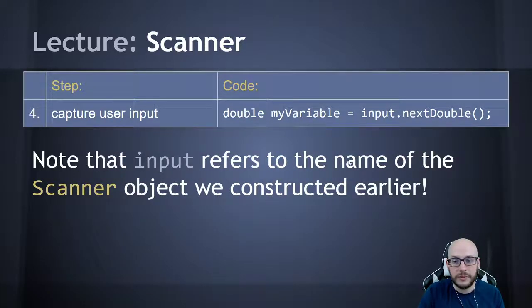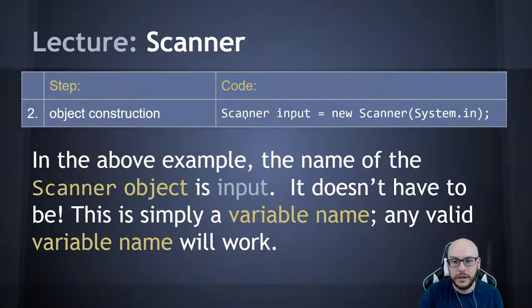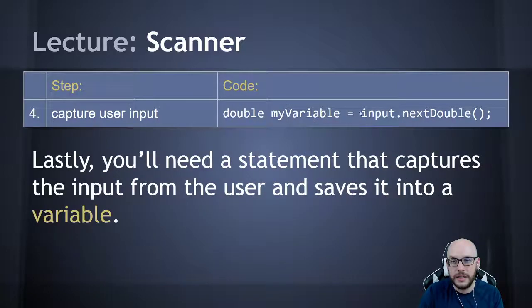Note that input refers to the name of the scanner that we constructed earlier. Right? Input, this was back in step 2. I created a scanner called input. Well, I told you another popular option is KB. This is just a variable, so it's whatever you want to call it, but whatever you call it here is how you end up referring to it in the fourth step.